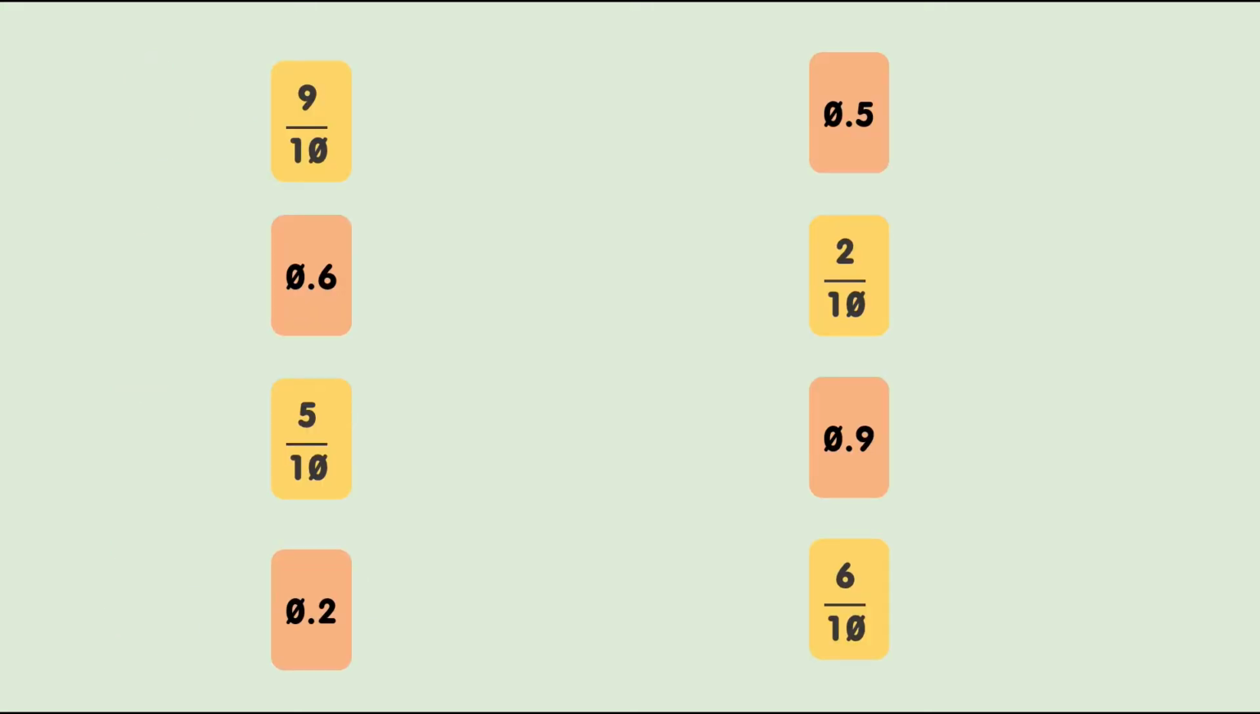Okay, now please pause the video and match each fraction to its equivalent decimal number. Welcome back to the video. Let's look at the answers. 5 out of 10 is equal to 0.5. 0.2 is equal to 2 out of 10.